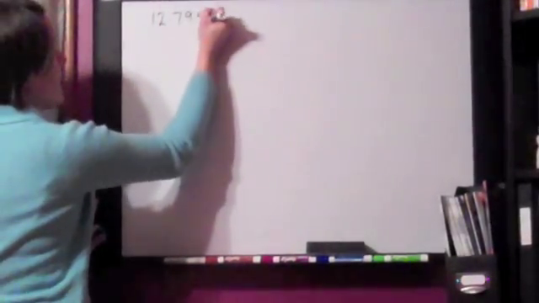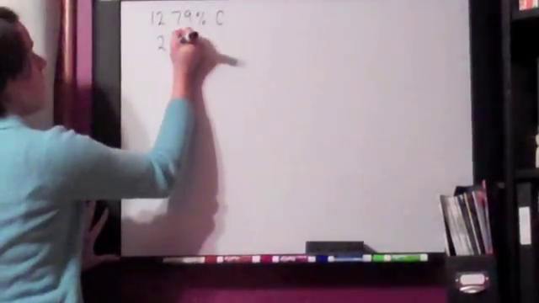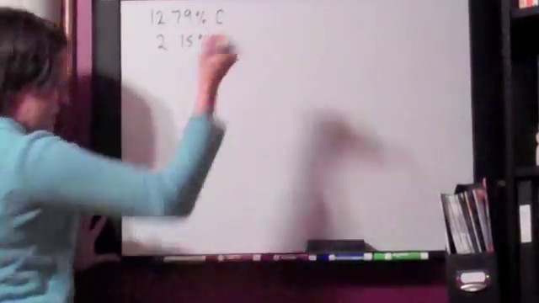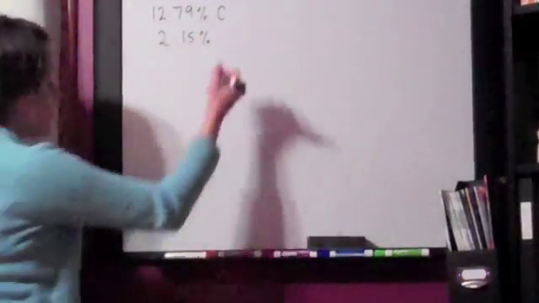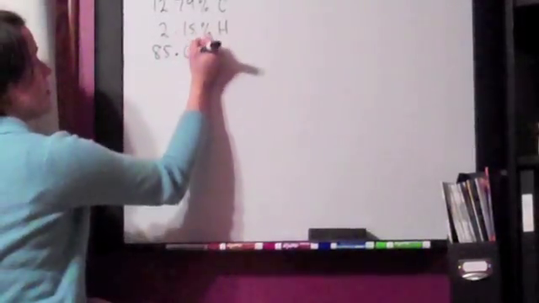Our example here is one extra one in addition to what we were doing in class today. It says that we have a compound that contains 12.79% carbon, 2.15% hydrogen, and we also have some bromine, 85.06%.